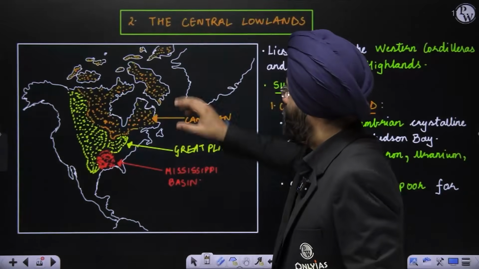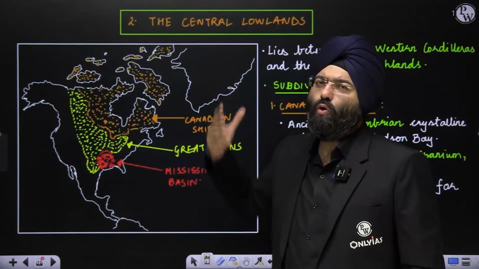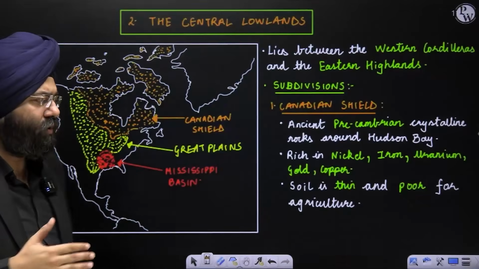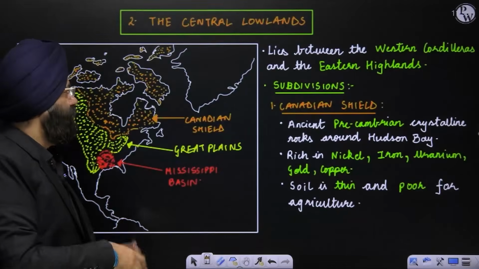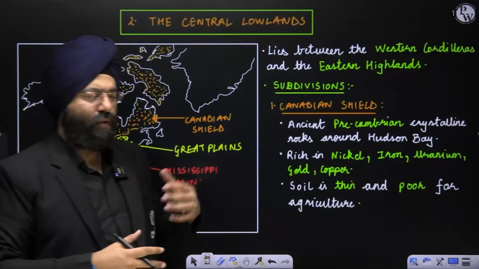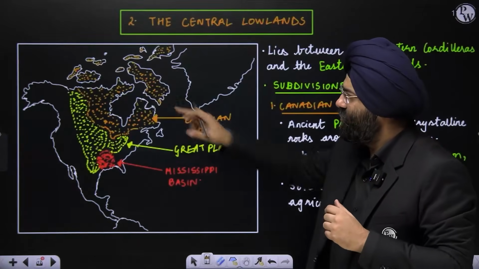First, the Canadian Shield. Now these are very old mountains, right? Not mountains, in a simple way, large regions which are composed of very old rocks. Mountains would be a wrong word. So these are basically the Canadian Shields.